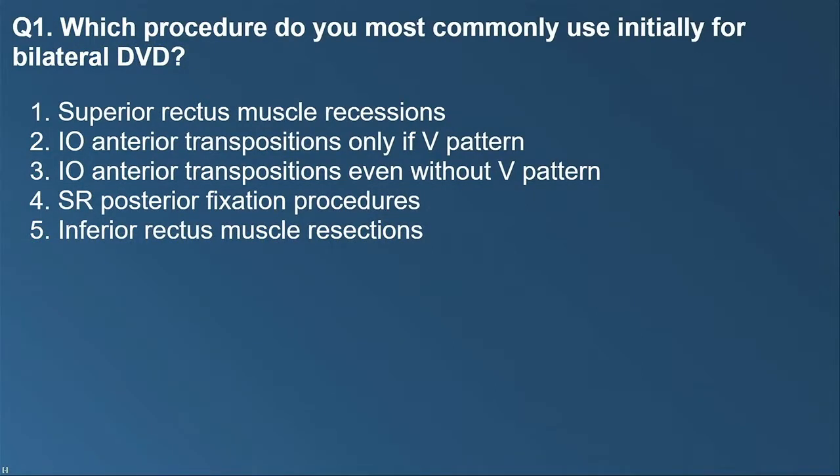Which procedure do you most commonly use initially for bilateral DVD? Number 1, superior rectus muscle recessions. Number 2, inferior oblique anterior transpositions only if a V pattern is present. Number 3, inferior oblique anterior transpositions even without a V pattern. Number 4, superior rectus posterior fixation procedures. And number 5, inferior rectus muscle resections.